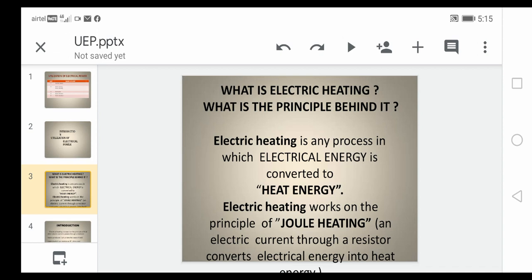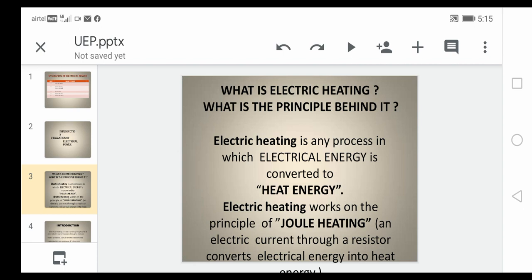What is electric heating? What is the principle behind it? We already know how heat is generated in an electrical system: whenever a loss occurs. What does loss mean? I square R loss. That loss is converted into heat.